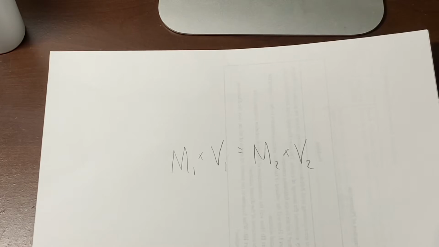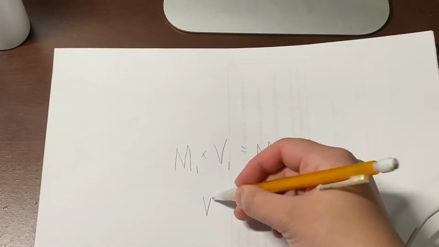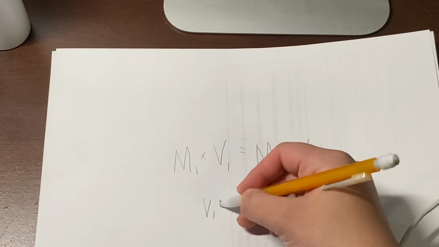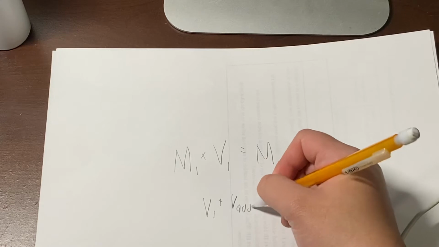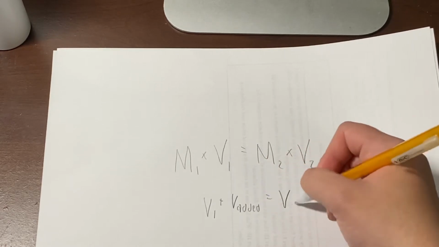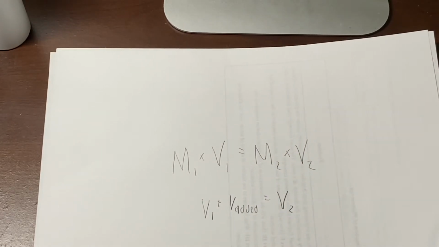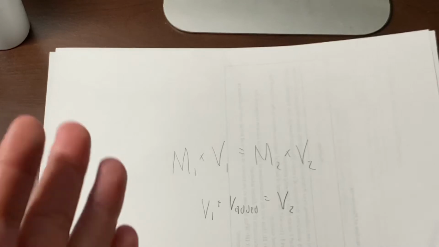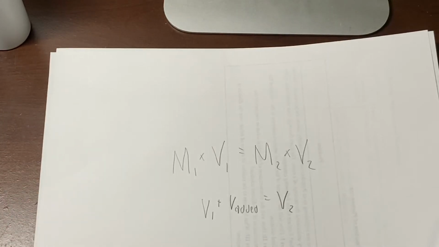And another important formula that is helpful is V1 plus V added equals V2. So V1 stands for the original plus the added equals V2, just like 1 plus 1 equals 2.